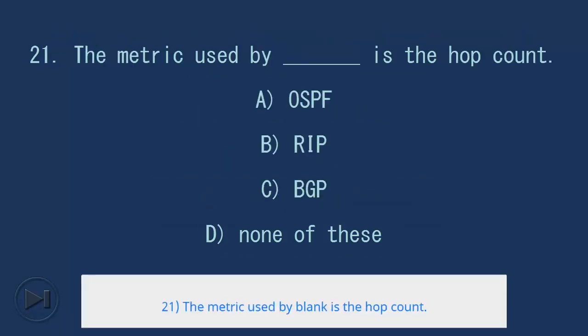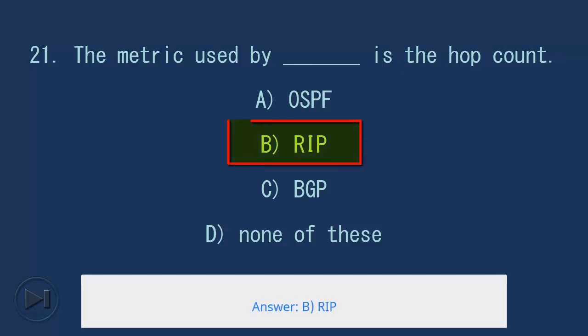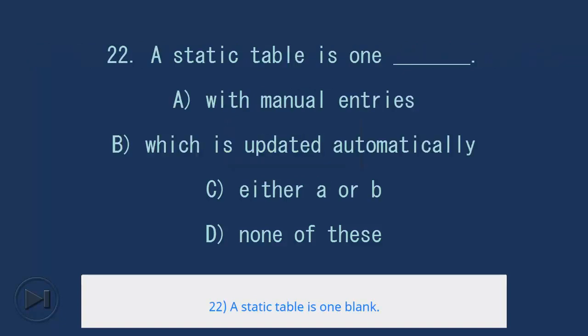21. The metric used by blank is the hop count. A, OSPF. B, RIP. C, BGP. D, none of these. Answer, B, RIP.